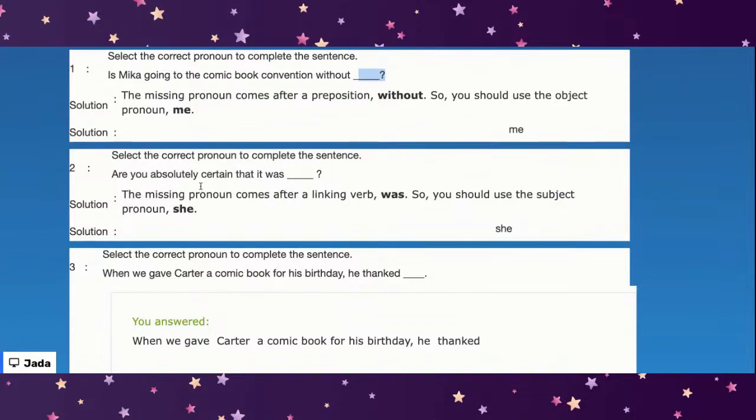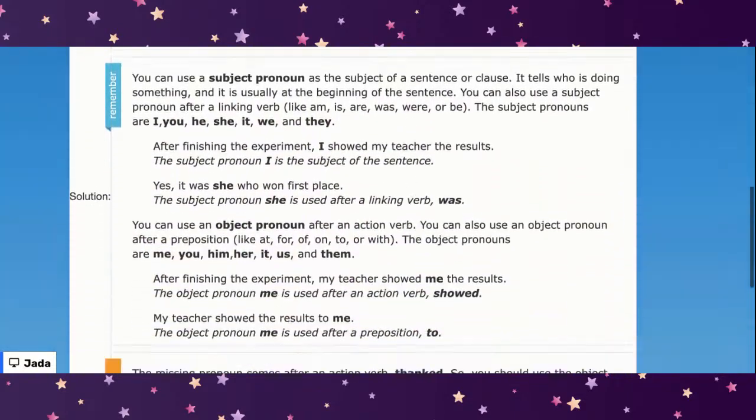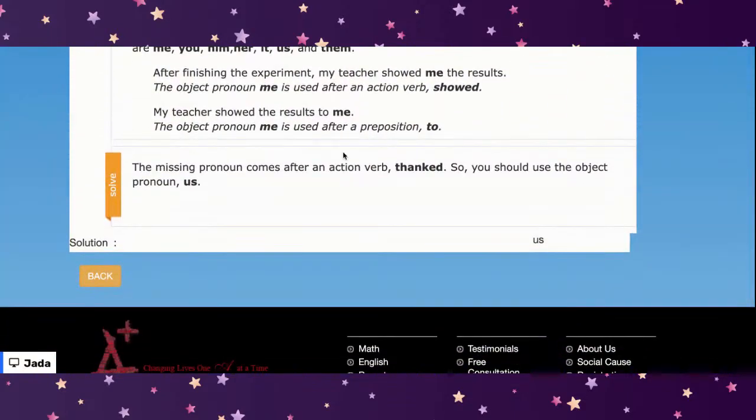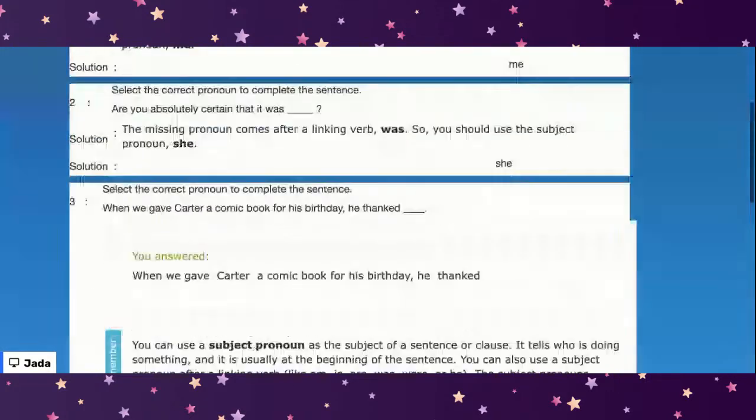Are you absolutely certain that it was she? Now you have to select this. This is the correct subject pronoun and it comes after a linking verb, was. When we gave Carter a comic book for his birthday, he thanked dash. He thanked us. So it's an object pronoun.